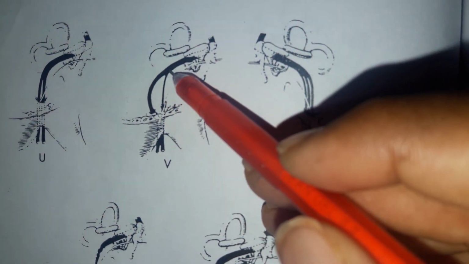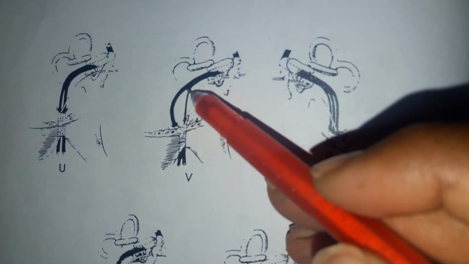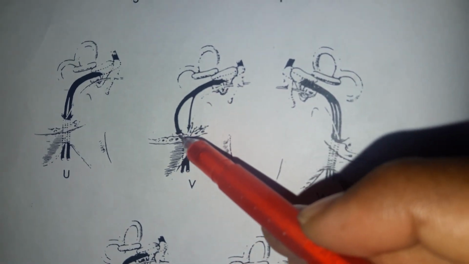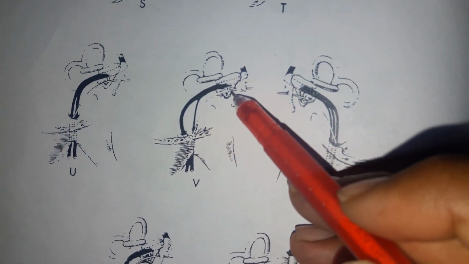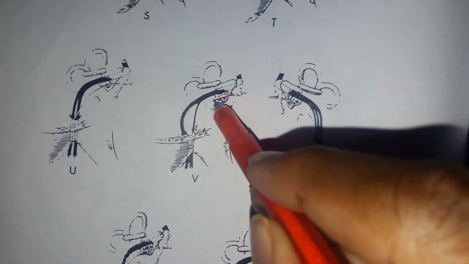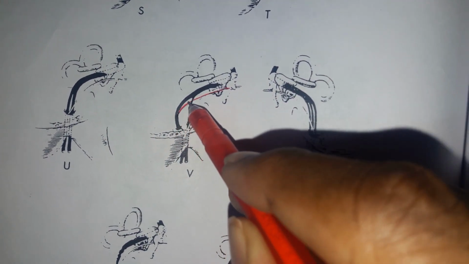See here, it is a bifurcation, and one is very thin. This is very thick. This chorda attaches to the thicker part.